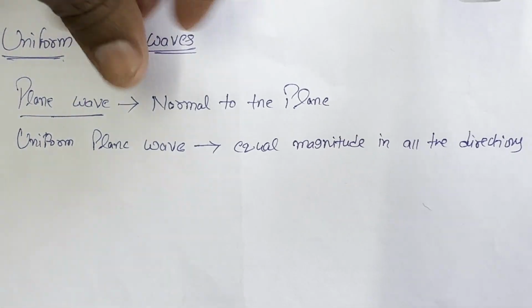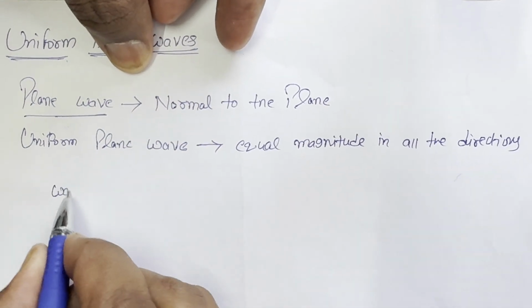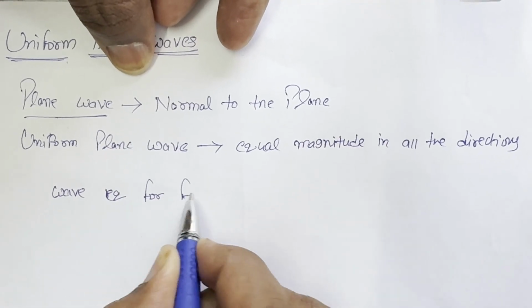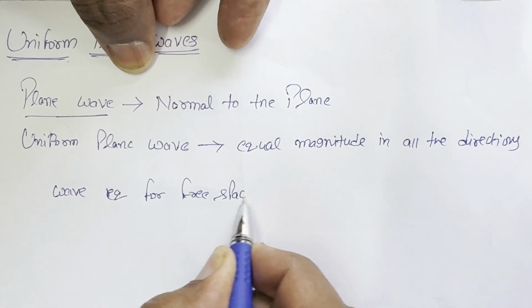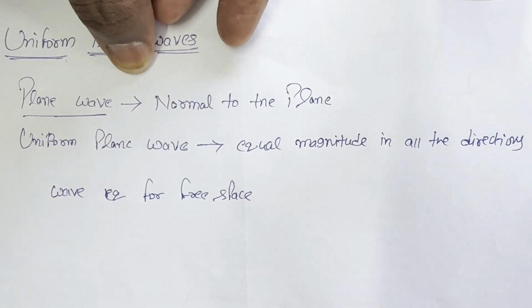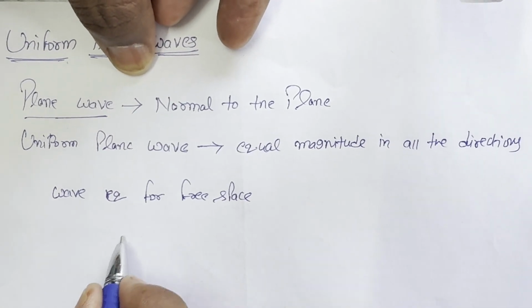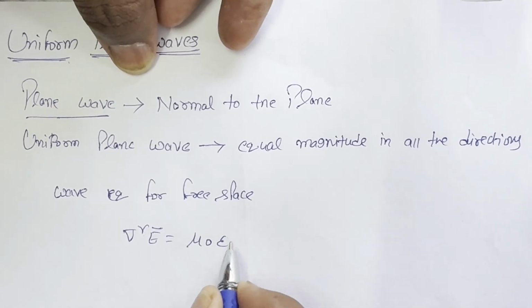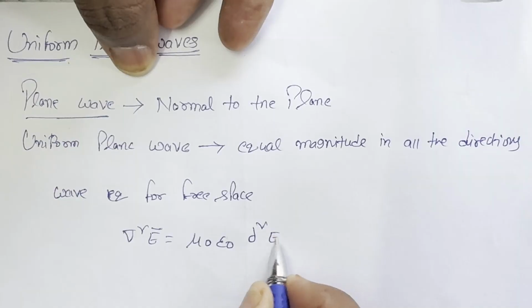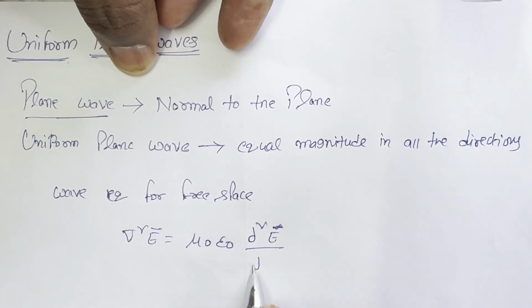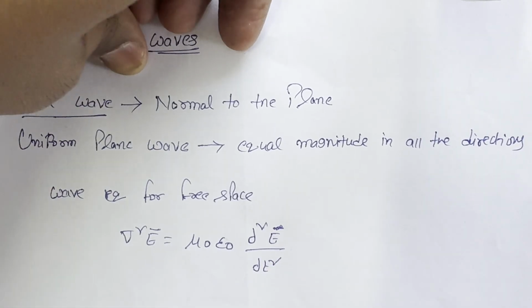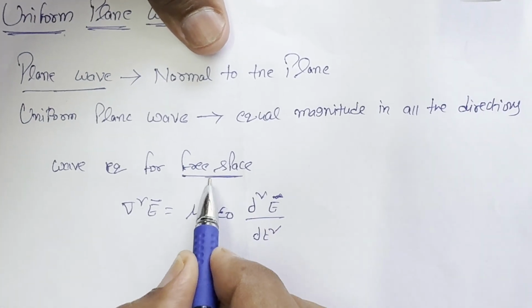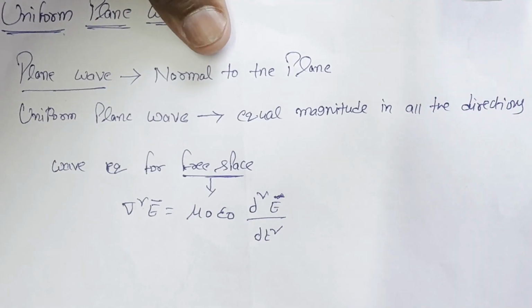Now we know that the wave equation for free space is del square E bar equal to mu naught epsilon naught into dou square E bar by dou t square. It is the generalized wave equation for free space.